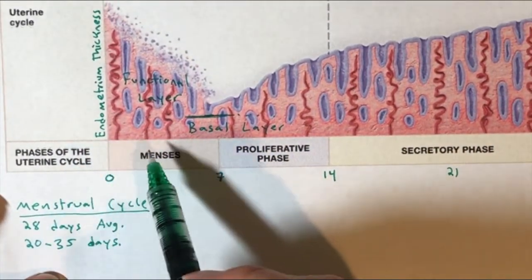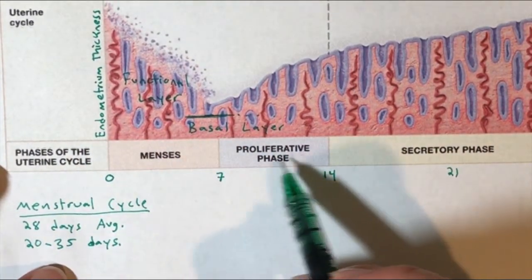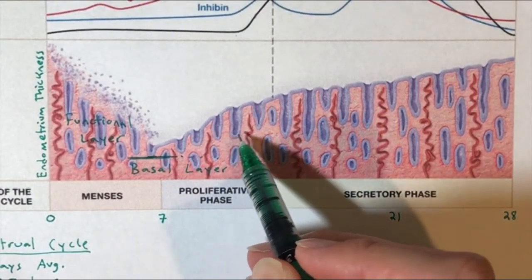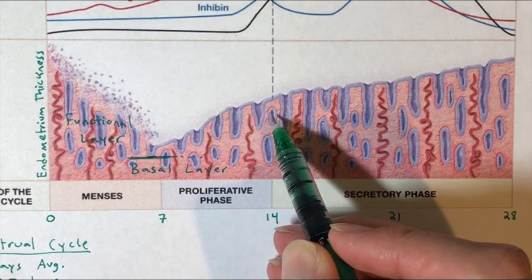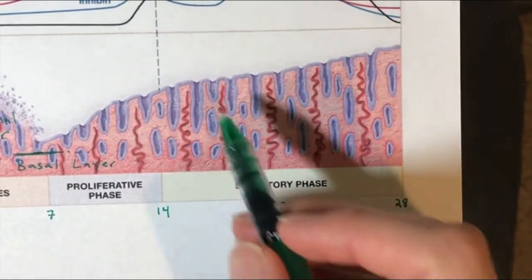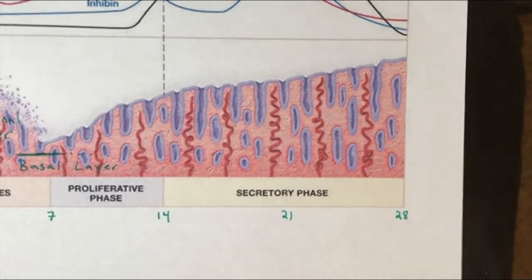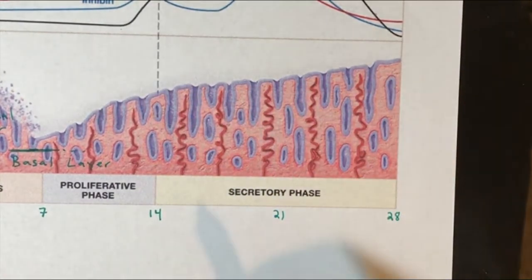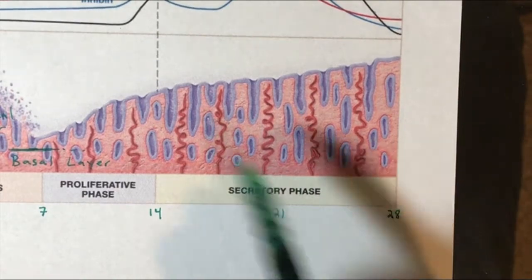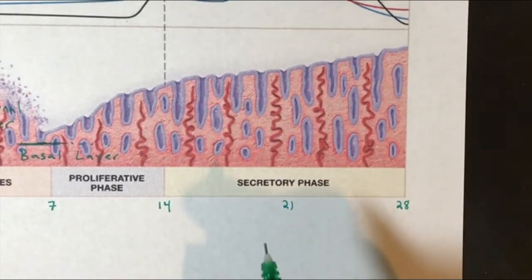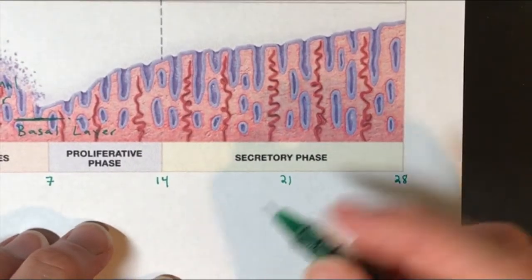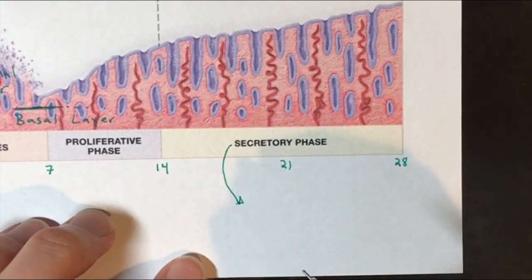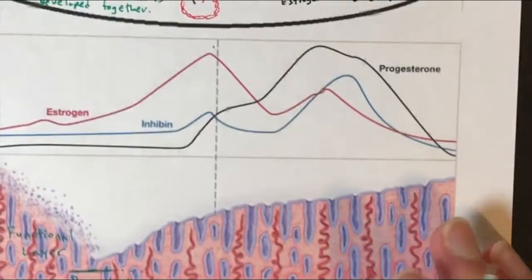So in the phases of the uterine cycle, we have menses, we have the proliferative phase, which is the uterine wall starts to increase in thickness again, and then the secretory phase, where we're going to have some additional thickening of the uterine wall and some other things going on. So if we wanted to write what was happening more specifically, actually, let's do that in a moment.